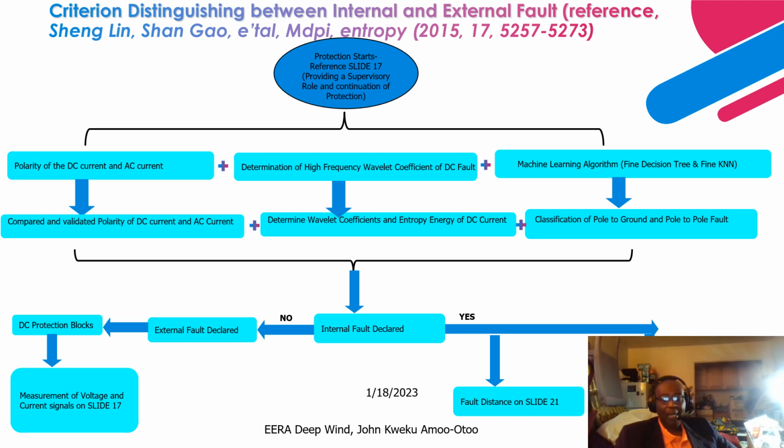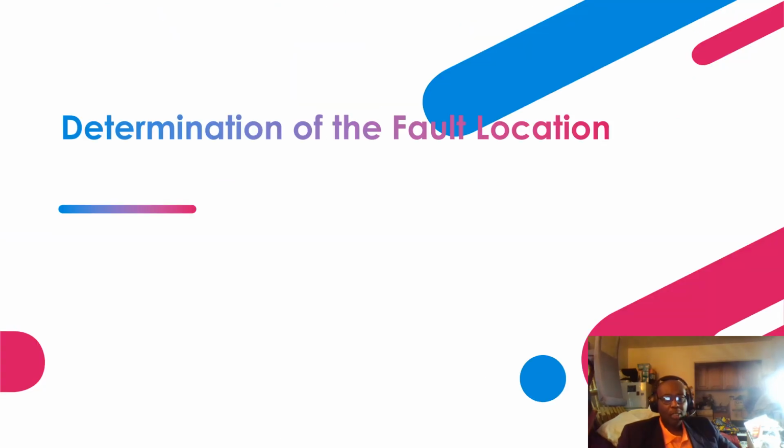If I have a yes, then I'll move on to the next stage of determining the fault distance and classification of the fault, either a pole to ground fault or pole to pole fault. On the other hand, if it is a no, then it is an external fault and my DC protection blocks and allows the AC side protection scheme to take care of the fault. Then it cycles back to slide 17 to continue the measurement of the voltage and current signals. Next is determination of the fault location.